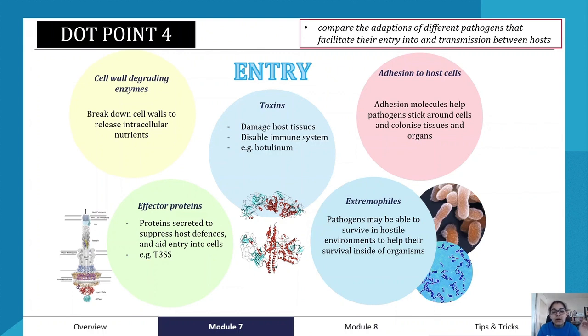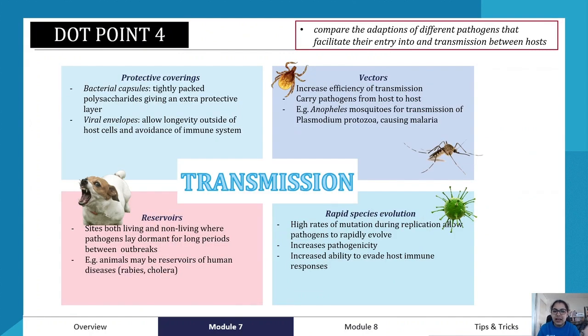And then finally, we've got extremophiles, and these are the pathogens that can survive, as we can see by the word extreme, in extreme environments, in hostile environments, to help their survival inside of organisms. So that's how they gain entry.